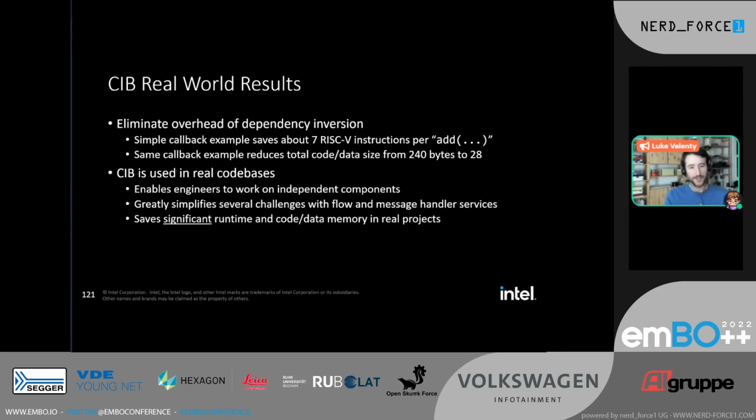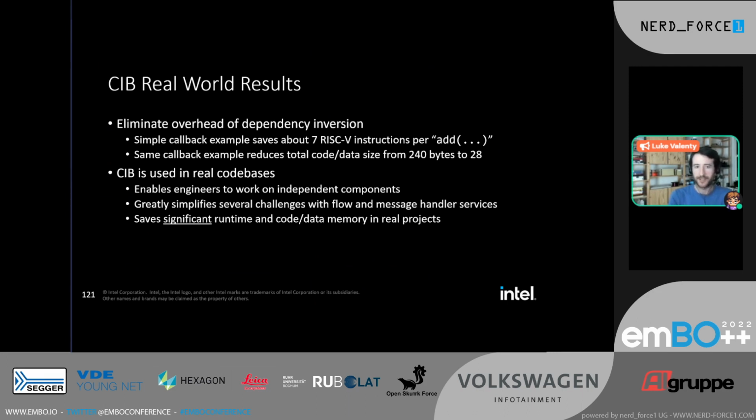So we have real-world results. The examples in our slide, for example, take us down from 240 bytes to 32 bytes or so, depending on your exact ISA and implementation. We are using this in real code bases, and I wish I could give you numbers, but I can't. But we have solved a very big problem using the flow and the message handler services in particular that now enables our engineers to work independently on independent components. And we've saved significant runtime and code and data memory in our real projects.